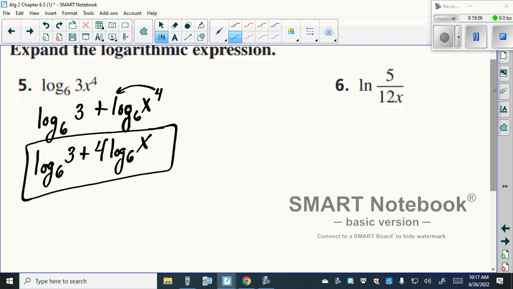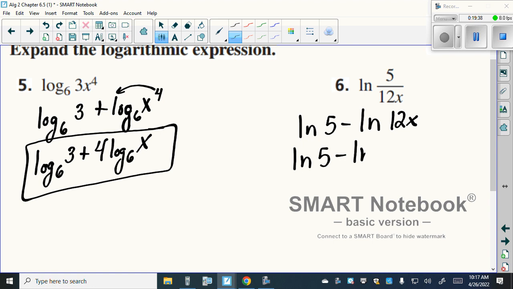So, ln of 5 divided by 12x. So the first property we can use is our quotient, which would give us ln of 5 minus ln of 12x. Then our next property would be our product. Because we do have 2 things being multiplied together, we have the 12 and x. So we can say that we have ln of 5 minus ln of 12 plus ln of x, yes?